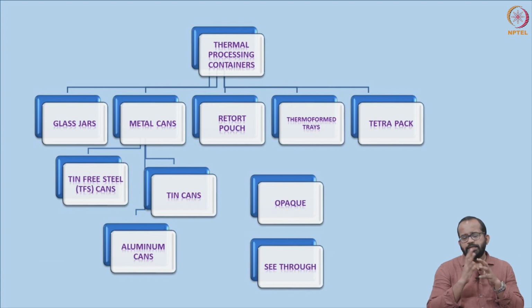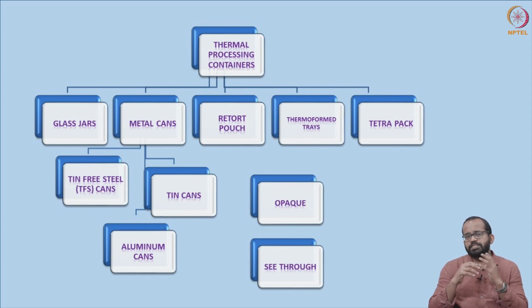In the case of metal cans, there are three major types of metals currently being used for making cans. One is tin-free steel cans, or in short form we call it TFS. Another is the old tin cans, which have been used for canning technology since its inception. So tin cans, tin-free steel cans, and then aluminum cans. These are the metal materials that are used for can making.